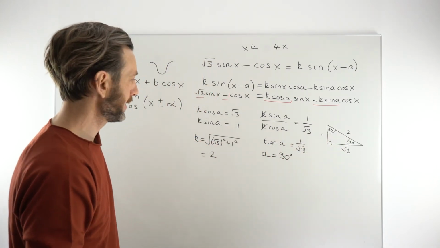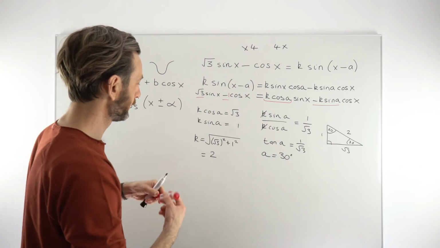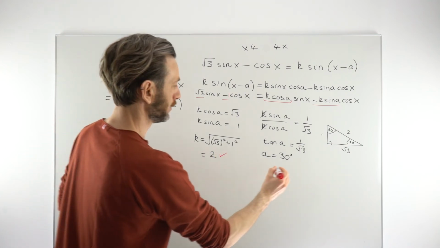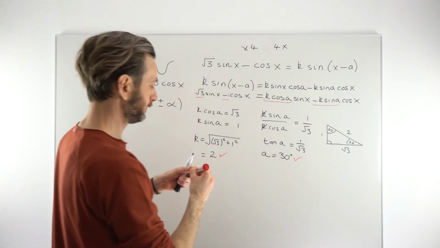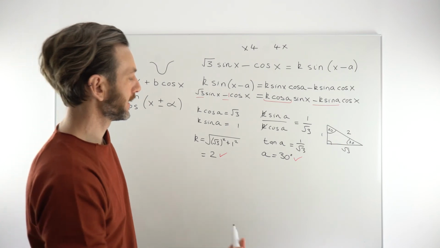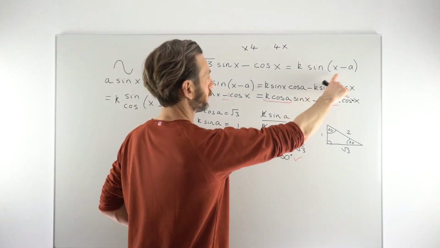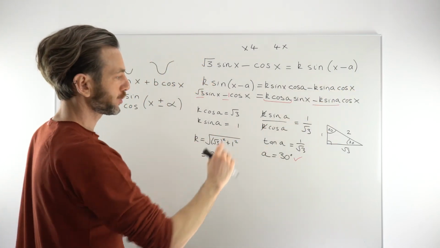So what that basically tells us is that we've now figured out our K value, we've figured out our A value, and that is essentially what we needed to do to solve the question. We'll finish it off in a moment.